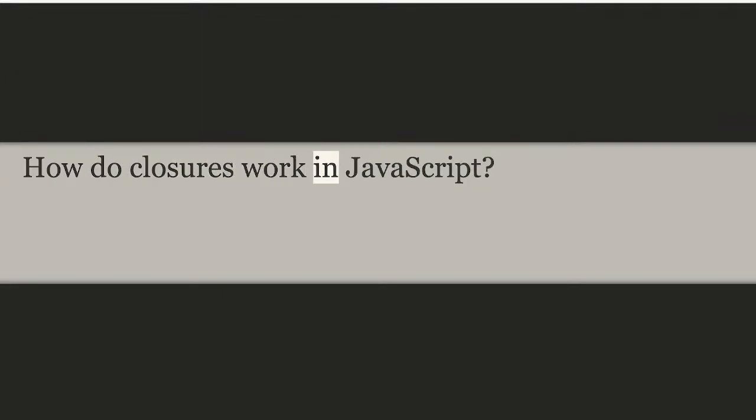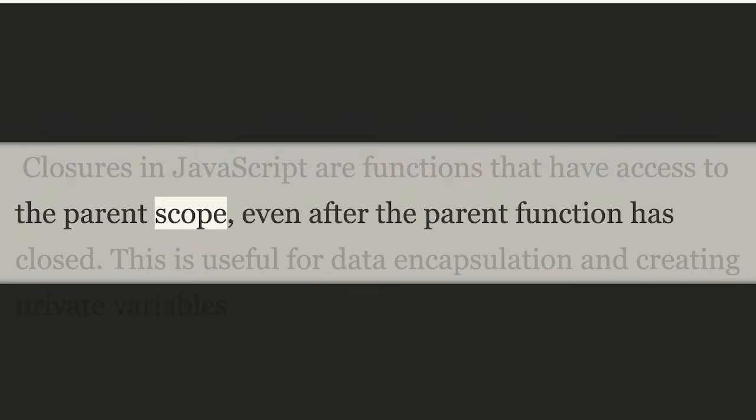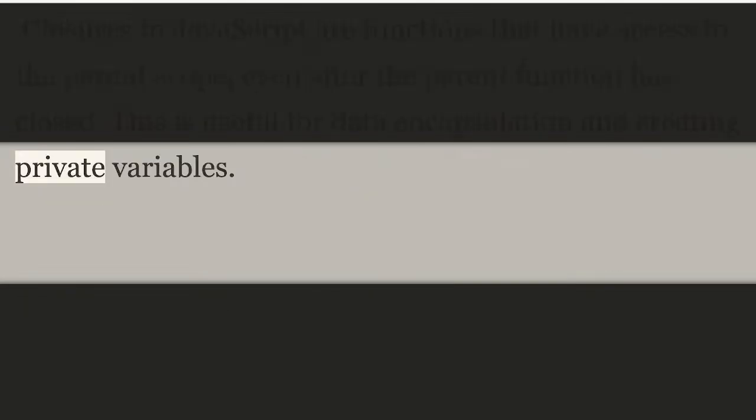How do closures work in JavaScript? Closures in JavaScript are functions that have access to the parent scope, even after the parent function has closed. This is useful for data encapsulation and creating private variables.